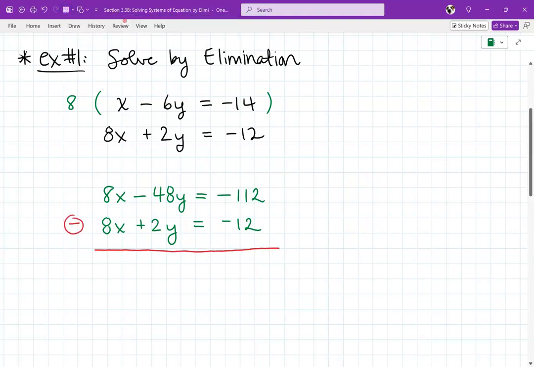And there will be an elimination here. 8x minus 8x is 0. Negative 48y minus 2y is negative 50y. Negative 112 minus a negative 12, that's plus, right? So that's negative 112 plus 12, that's negative 100. So if I divide both sides by a negative 50, I get that y is equal to 2.